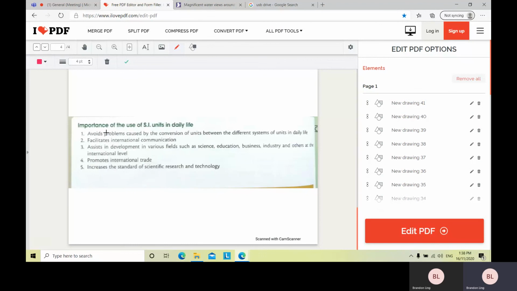So all in all, knowing the SI units in daily life helps us to avoid problems caused by conversion of units between different units, facilitates international communication, assists development in various fields such as science, education, business, industry, and others, promotes international trade, and increases the standard of scientific research and technology. Thank you.